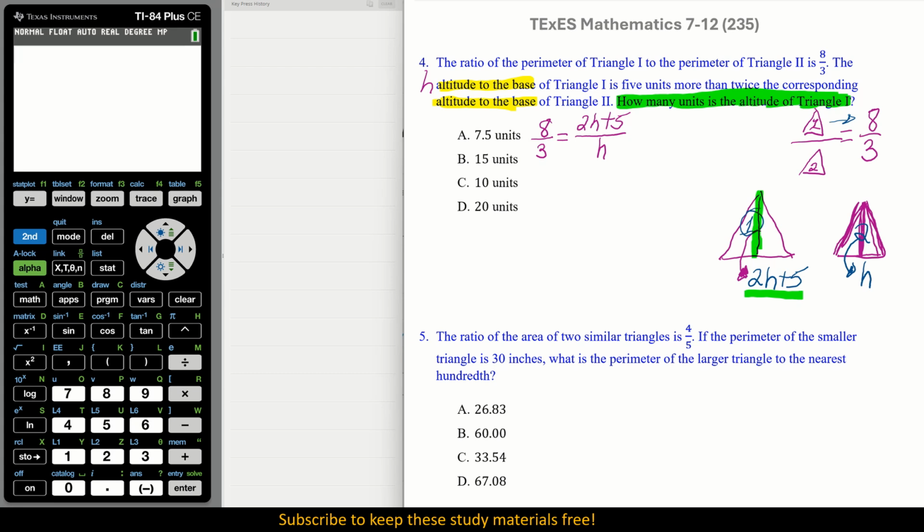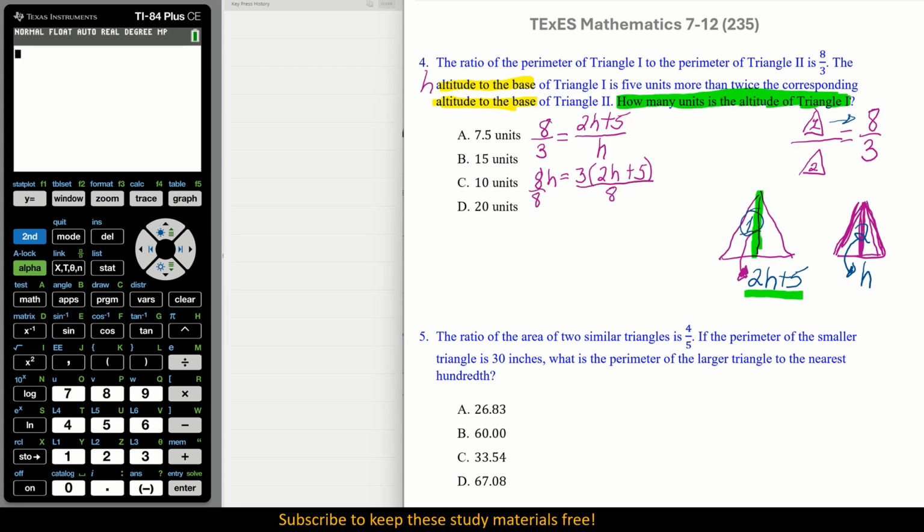This type of problem is more like what you're going to see on a practice test. So make sure you read everything. So what do we have? We have 8h equals 3 times 2h plus 15. Okay, divide both sides by h.